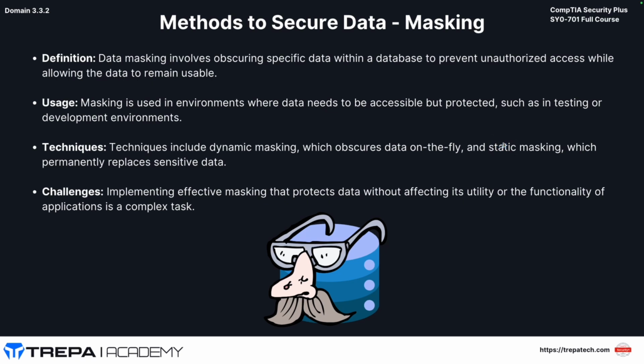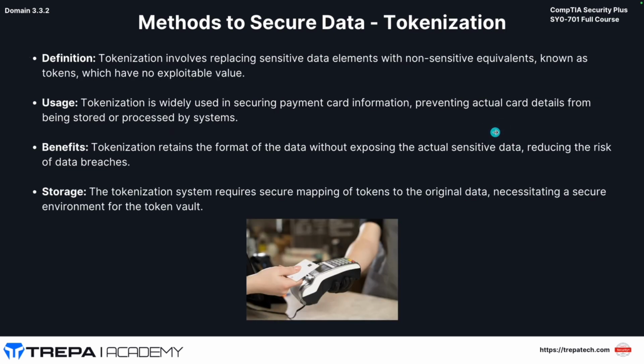Masking. So data masking involves obscuring specific data within a database to prevent unauthorized access while allowing the data to remain usable. So sometimes in our databases, we encrypt that data. It's not usable, right? We have to go in and unencrypt it. Well, then we just turn it into plain text, then it's in use, right? And then it's in use and plain text being transmitted across the network. Where masking says, hey, for whatever reason, we can't encrypt this database, so we're going to mask it as a way to give us some protection to the most sensitive data in that database.